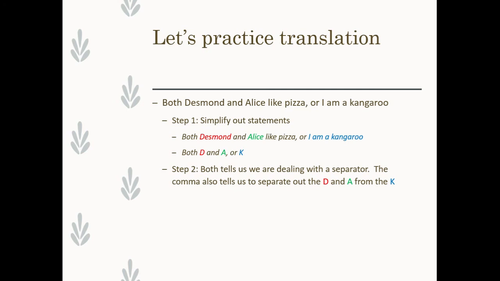the word both tells us we're dealing with a separator. The comma also tells us to separate out D and A from the K, so you're relying here on punctuation. So between those three statements, D and A are going to be lumped together, K is going to be off by itself. The comma tells you that. And then also the word both tells us it's a both A and B situation. In this case, A is the letter D, B is the letter A. So now here's what I mean by that. A couple slides ago, I was saying both A and B, and here it's both D and A.